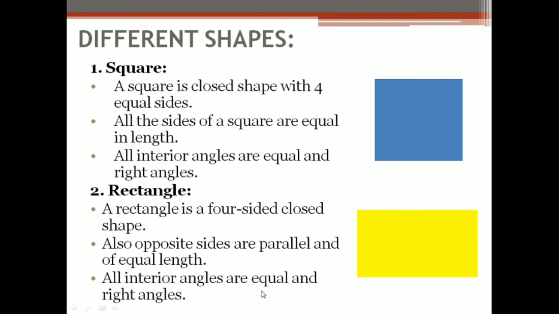All interior angles are equal and right angles. The angle will be the same, right? Because it is a right angle. So all the interior angles are equal. Now let's see another shape.